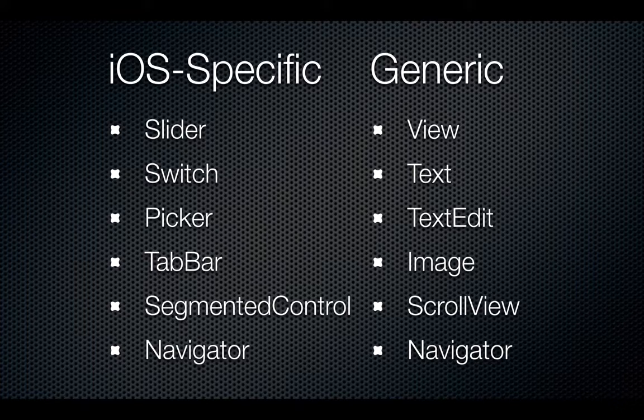The iOS-specific components, you can set native widget properties on them yourself. The generic components are generally more text-based or image-based, and you use a sort of pseudo CSS to style those. You'll notice that the navigator appears twice in this list. React Native comes with both an iOS-specific navigator and a generic navigator out of the box.